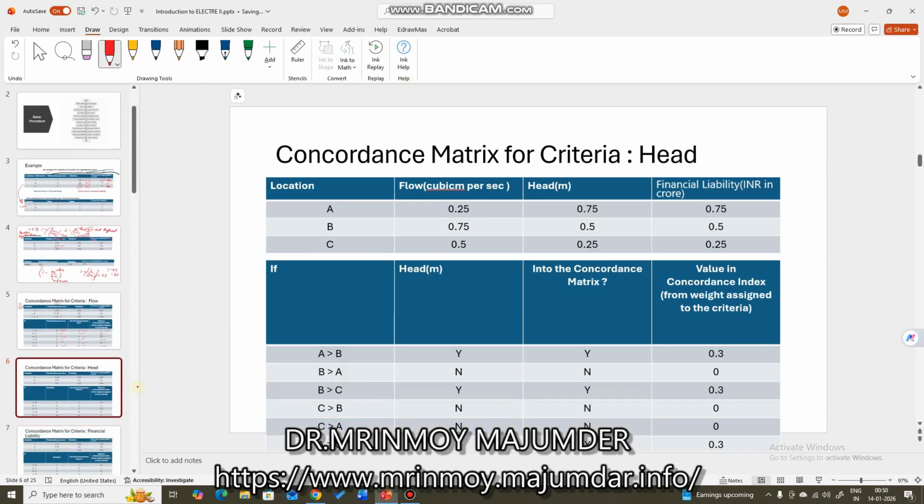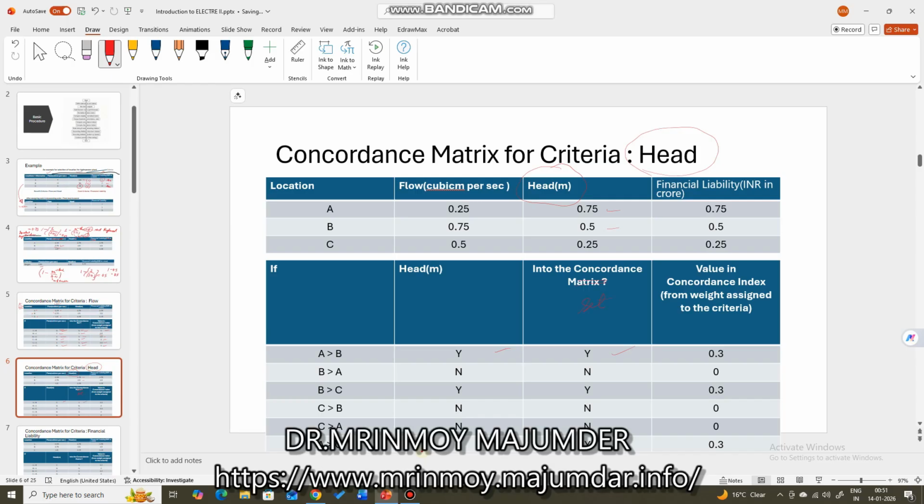Second, now this is for criteria head. Okay, so this one hits. Again, I am asking whether A is greater than B. A is 0.75 for head, so A 0.75 is greater than B, which is 0.5. Yes, so it is a member of the concordance set.